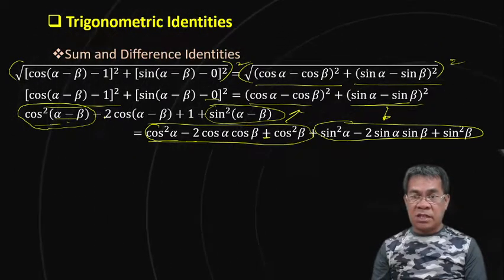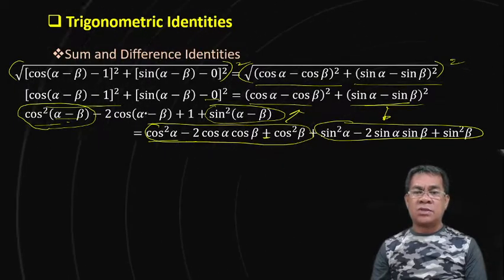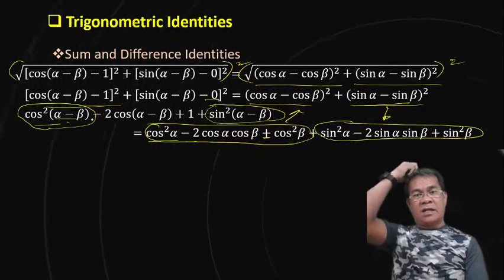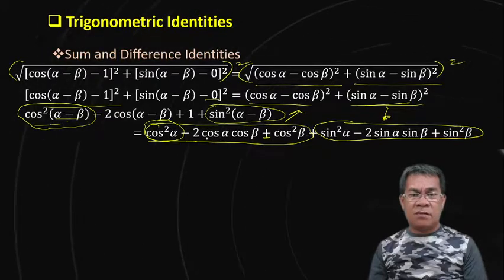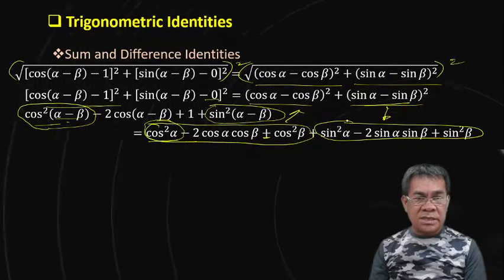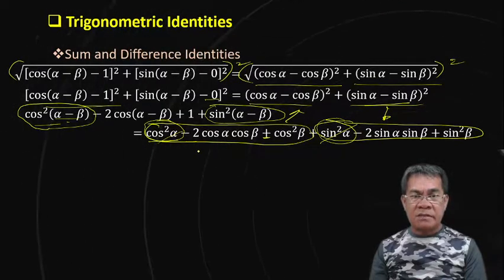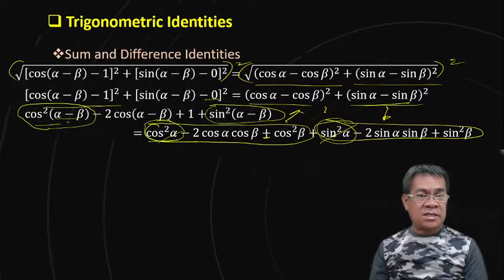So this can be reduced to 2 minus 2 cosine of the angle alpha minus beta plus 2. That will be the left member. In the right member, you can notice that this is cosine of the angle alpha, and take note, we have this sine of the angle alpha. So you can remove this and replace it with simply 1. I write this 1. So cosine square alpha plus sine square alpha is 1.